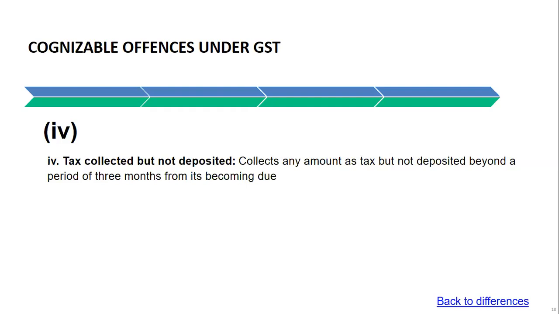So basically what the supplier is doing is collecting the tax from the customers and not depositing it to the government. Hence, the supplier is cheating both the government and the customers. So let's move back to the differences.